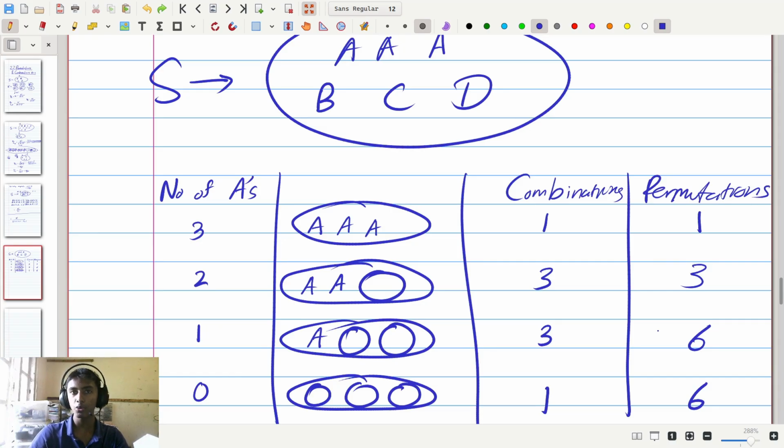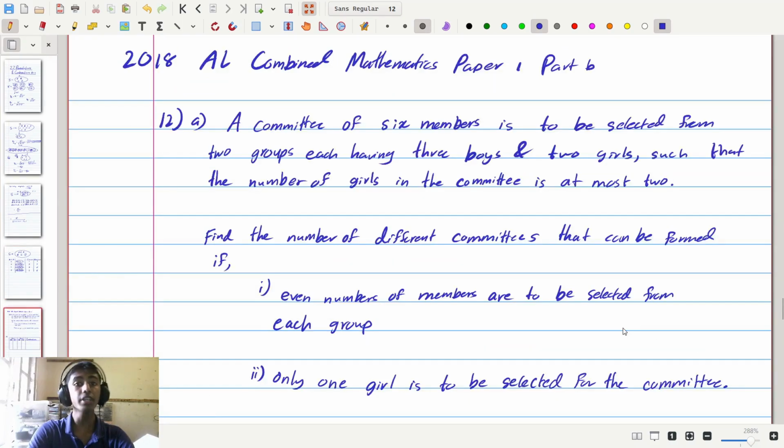So now what we're going to do is move on to some exam questions from past papers and solve them using these principles that we've learned. So here's our first exam question. It's from the 2018 A-Level Combined Mathematics Paper 1, Part B.